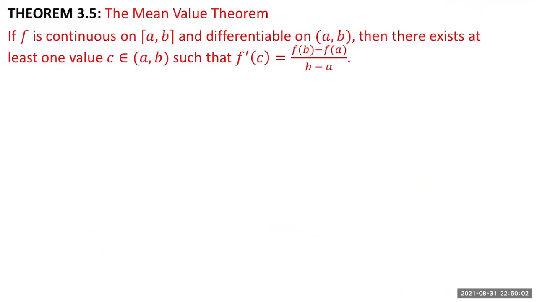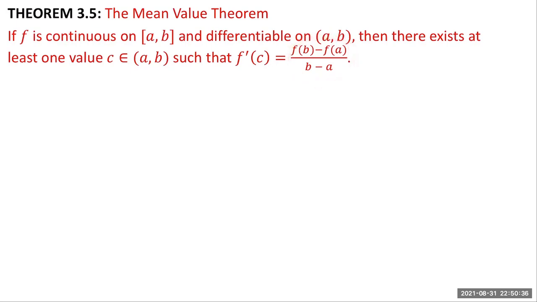Okay, the next thing I want to talk about is the mean value theorem. Here is the statement for the mean value theorem. If f is continuous on the closed interval a, b and differentiable on the open interval a, b, then there exists at least one value c in the open interval a, b such that f prime of c is equal to f of b minus f of a divided by b minus a.